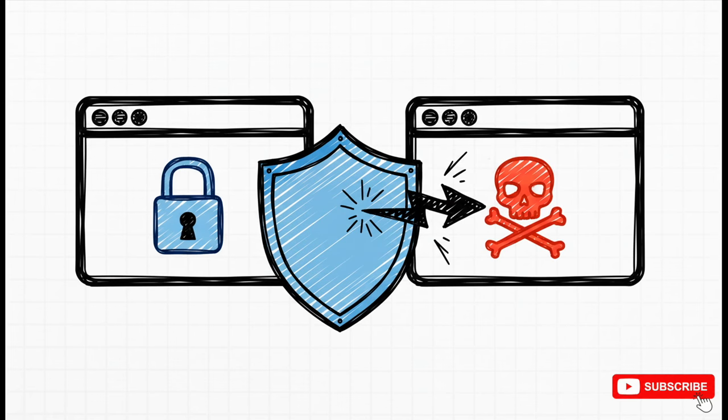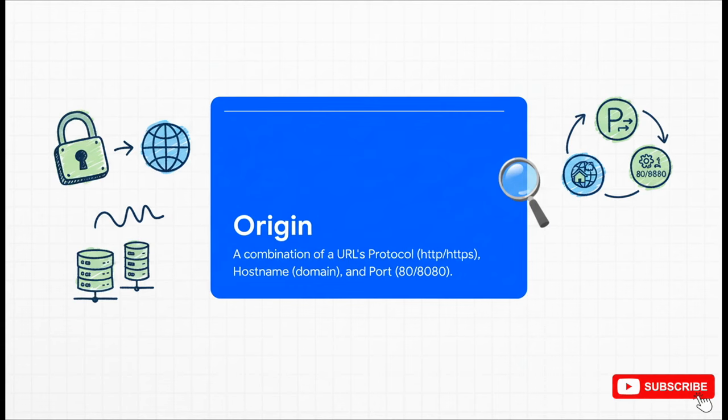And to prevent exactly that, browsers put a fundamental security guard in place, the same origin policy. Now, the policy itself sounds pretty straightforward. A script from one origin is only allowed to request resources from the very same origin. That's it. But the devil's in the details.